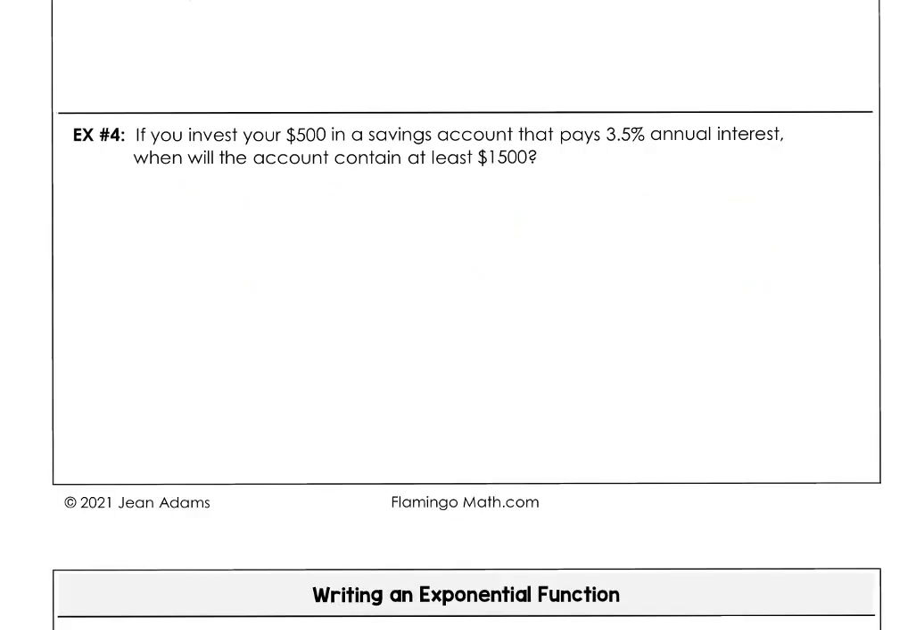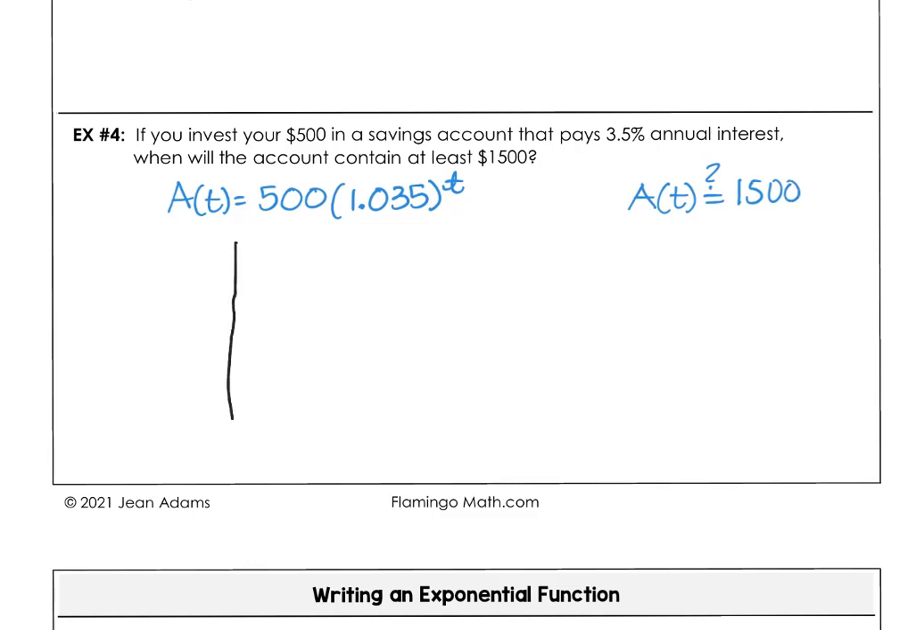For example 4, if you invest your $500 in a savings account that pays 3.5%, when will the account contain at least $1,500? So we want to take that formula that we just created from example 3 and enter that into our calculator. And our question is, when is the amount going to reach $1,500? So I want to do two things. First, with our calculator, I want to graph the function itself.